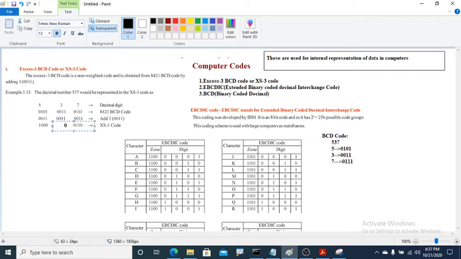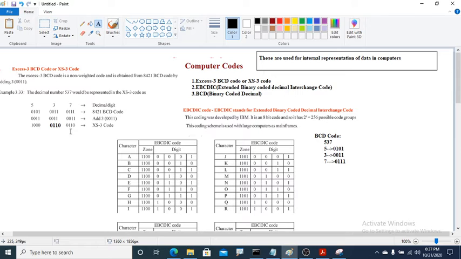Again 1 is the carry, 1 plus 1 plus 1 is 11, 11 is the answer. 1 is the carry. Again 1 we are taking here, 1 is the answer. So finally here 0. You can check this: 3 plus 3 is 6, right? In 8421, 4 plus 2 is 6. So this is the correct answer.